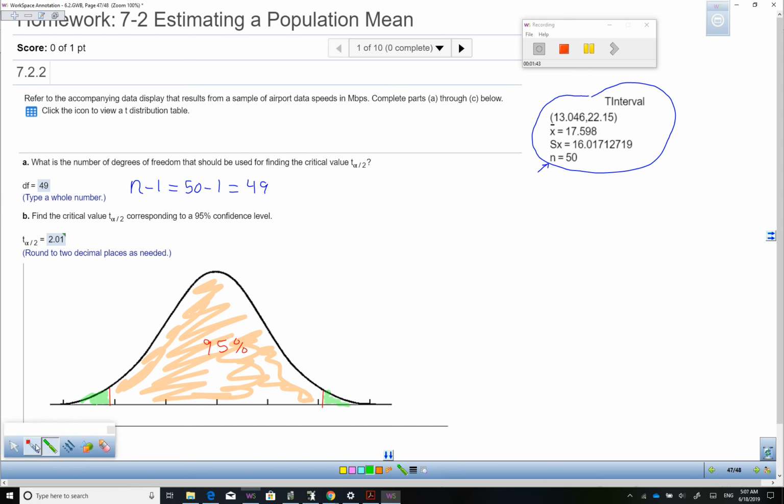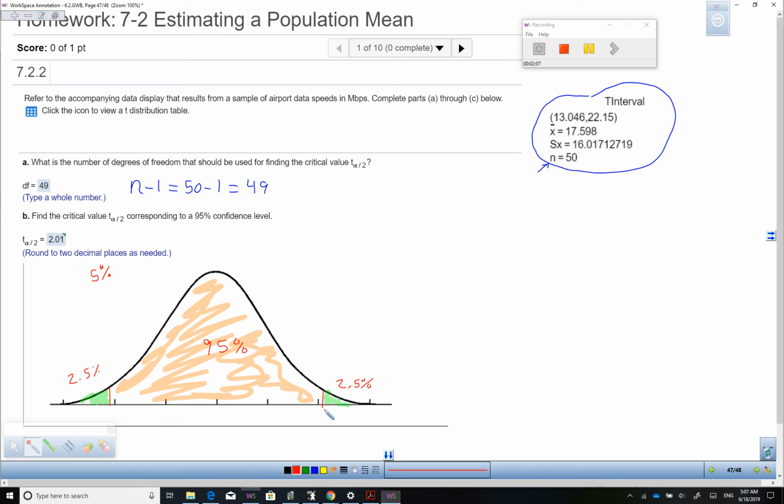So if I have 95% in the middle, that means I have 5% on the tails in total. So I need to divide that 5% by 2. I have 2.5% of the area on this side and 2.5% of the area on the other side. Remember, all these areas, 2.5, 95, and 2.5, should add up to 100%.